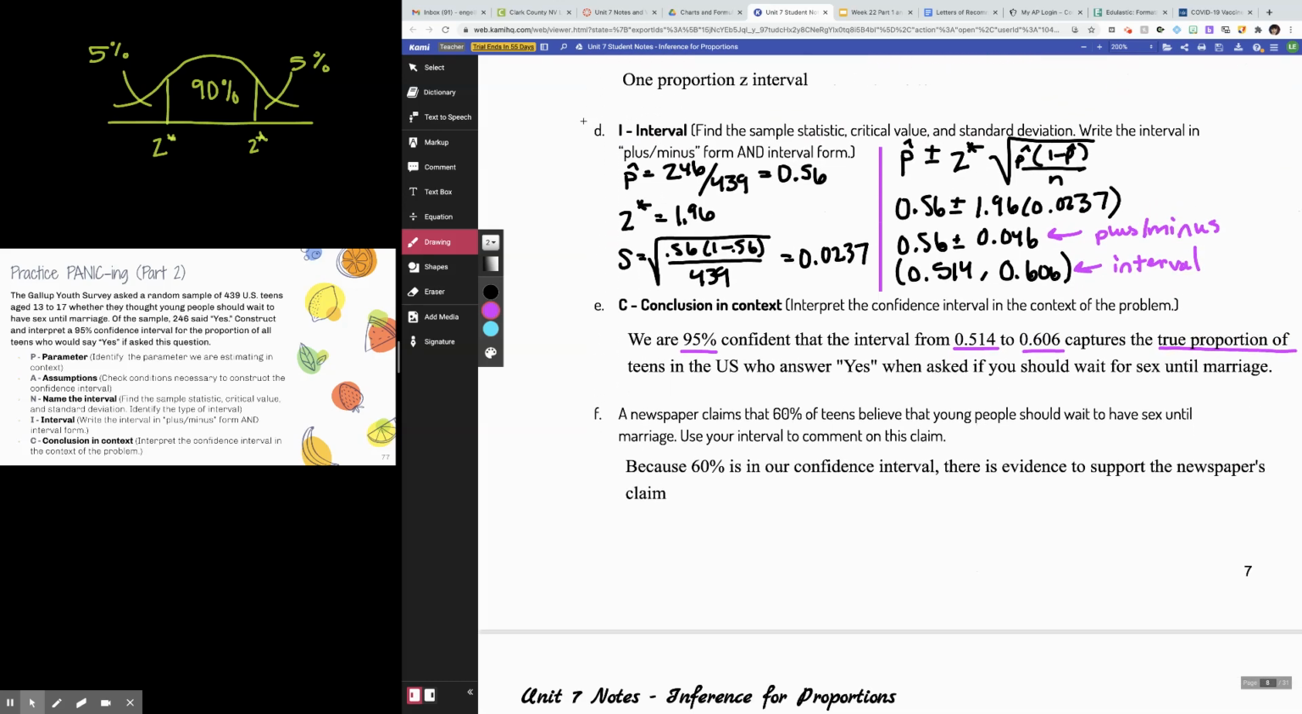And then my final thing here is we have a newspaper that claims that 60% of teens believe young people should wait to have sex until marriage. And they want us to use our interval to comment on this claim. Well, 60% is in our interval, so that is a reasonable claim. Because remember, our interval is supposed to capture all plausible or possible values of the truth. So since 60% is in the interval, it is a plausible value of the truth. So that's basically what I said when I answered the question: because 60% is in the confidence interval, there is evidence to support the newspaper's claim.